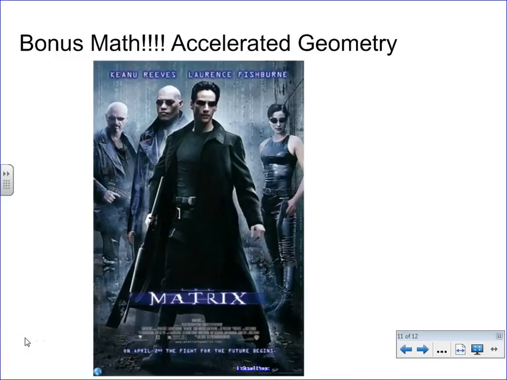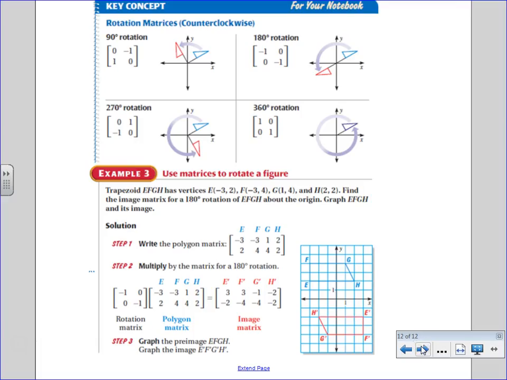So those of you in the accelerated group will get some extra learning today. You get to learn about how to apply the matrix. As you do rotations, you learn how to do the matrix with translations and reflections. And the way we do it today will be similar to how we did it with reflections. So we'll be multiplying using the multiplication matrix. So I'll give you the rules as we take a look at those.